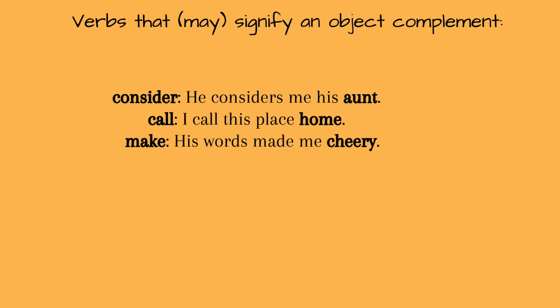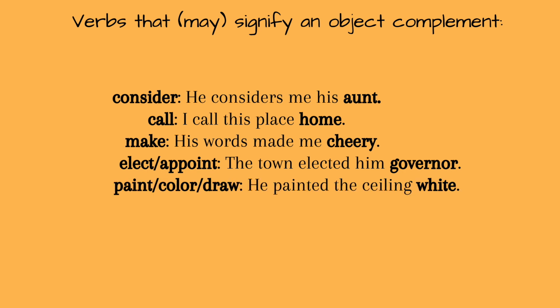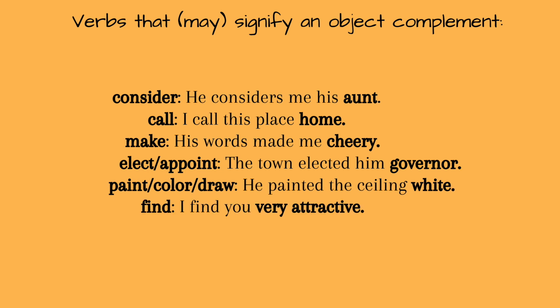Make. His words made me cheery. Elect. The town elected him governor. Paint, color, or draw. He painted the ceiling white. Find. I find you very attractive. Name. We decided to name our son Cody. And these are just a few examples. It is possible to do some online research of other verbs that would be commonly used with object complements, and you'll find different lists of them.